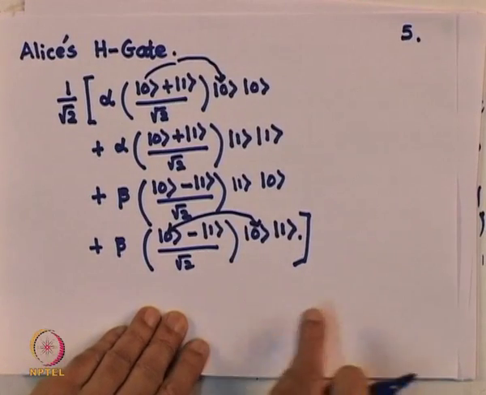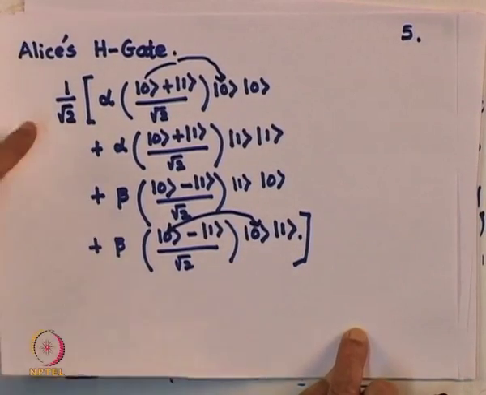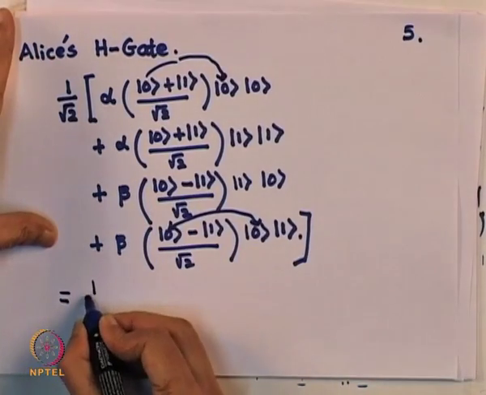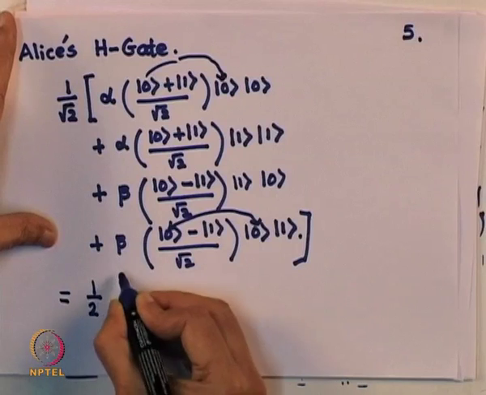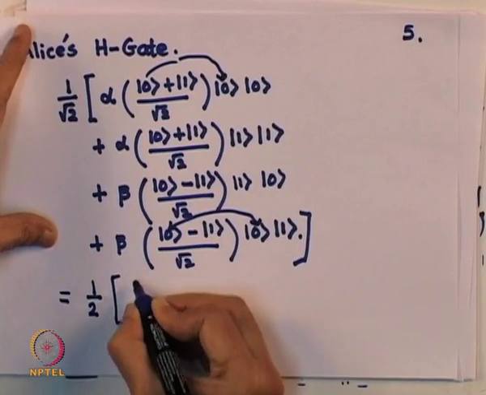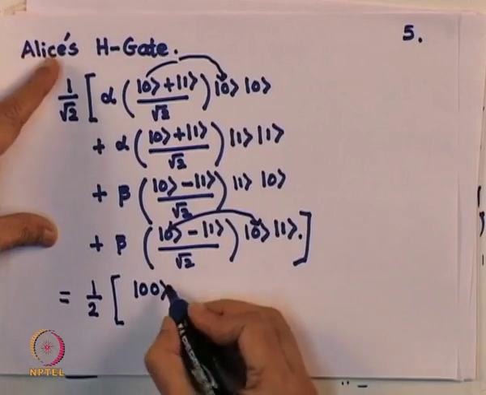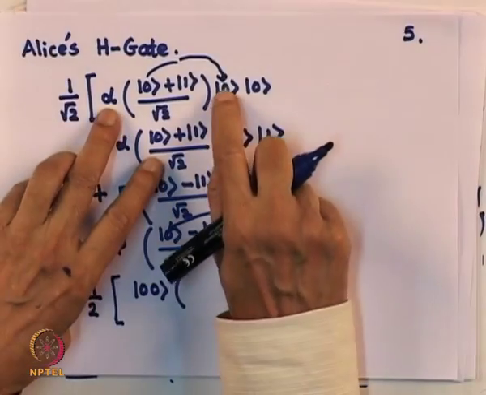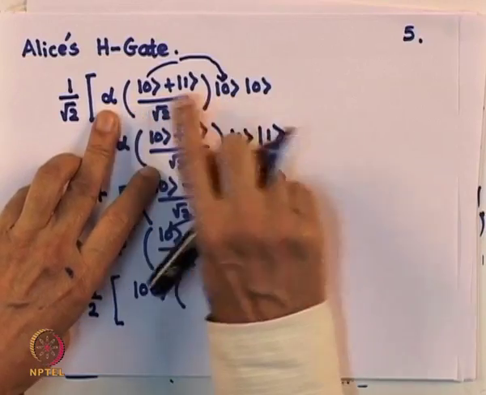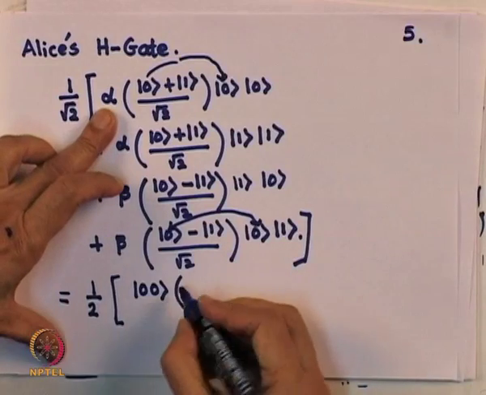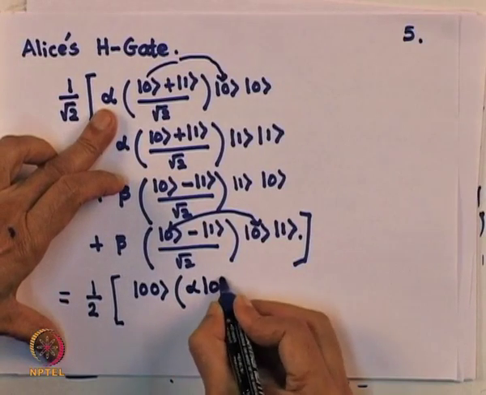So I can rewrite these in the following way. Let me just illustrate it here. There is a 1 over root 2 and 1 over root 2, so there is 1 over 2. So I get 0, 0. This is for Alice. Now look at what is here. If it is 0, 0, I got alpha 0 plus beta 1. So I will write this as alpha 0 plus beta 1.